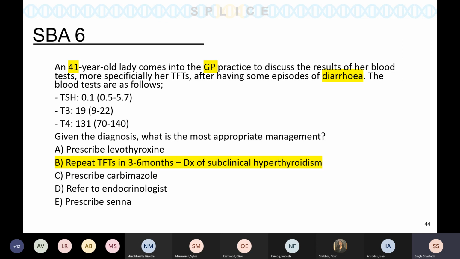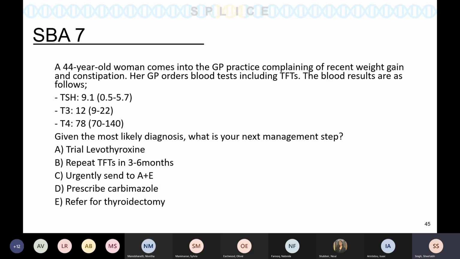So you want to repeat TFTs. She's not in that much distress at all because she's just had some episodes of diarrhea, so you wouldn't need to prescribe carbimazole. Basically, you want to repeat the TFTs in a bit of time and see how she's going. Next slide, please. Okay, next SBA.